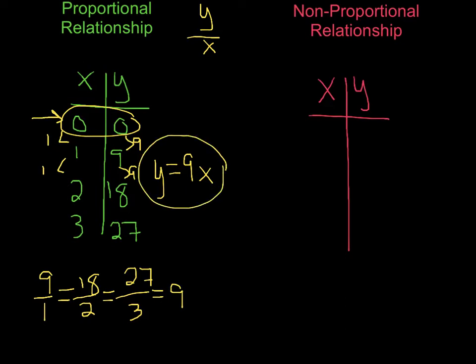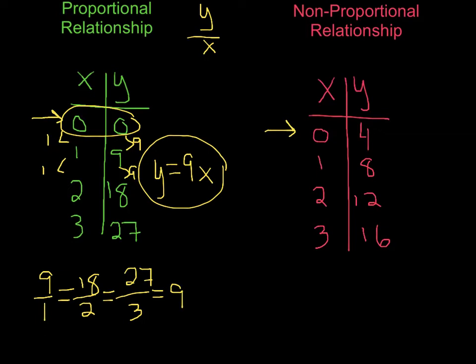Now let's look at a non-proportional relationship. For my x values, same thing, 0, 1, 2, and 3. And my y values, 4, 8, 12, and 16. So right away you can see that we do not have the point (0, 0). 0 matches up with a different number, therefore it does not go through the origin.